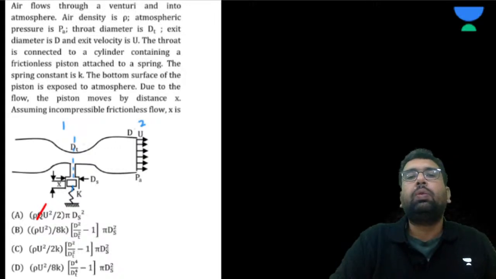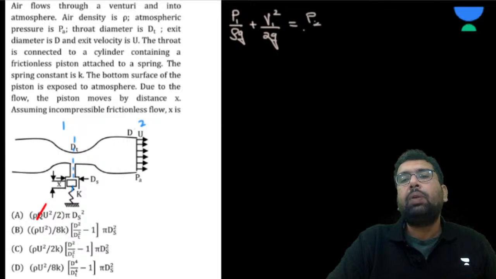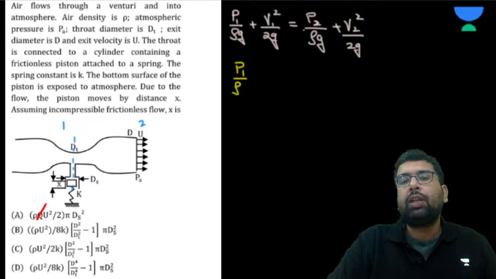So see how we can do it. Let me apply the Bernoulli equation between point 1 and 2. It will be P1 by rho g plus V1 square by 2g plus Z1 is equal to P2 by rho g plus V2 square by 2g. So now it will become P1 by rho, and g we can cancel out.